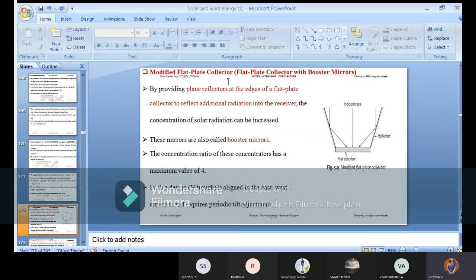So, as the name says, flat plate collector with booster mirrors. Mirror means everyone is very familiar. Without a mirror, I don't think we will go out. First we see our face, how we are looking. Good, bad, everything will be reflected on it. Similarly here, the reflection is not based on beauty. Here it is the radiation, how much incident ray.